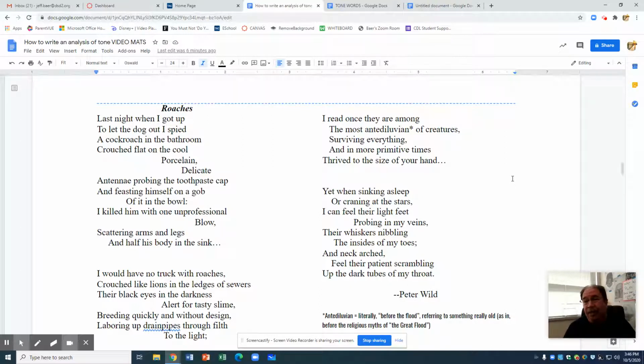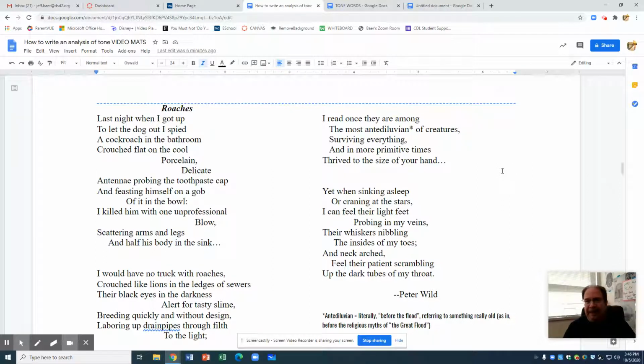In this case, it's pretty simple. I picked a poem that hopefully will be, it's a pretty surface level poem. There's not a whole lot of abstraction and symbolism and things like that. It's a poem about roaches, right? The actual creature roaches. So we know what the subject is. It's a poem about roaches.